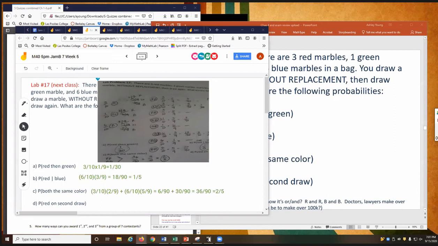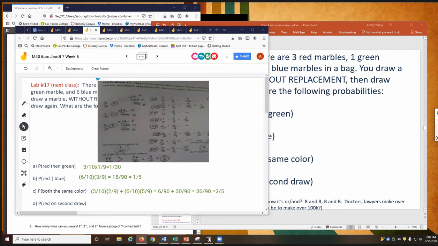This is great. You realize that once you pick a red one, you only have 9 left. 2 are red, so 2 ninths red, 1 ninth green, 6 ninths blue. If you picked a green one, you again have 9 left, 3 red, 0 out of 9 green, and 6 out of 9 are blue. Perfect. If you did not get this down here, then you should fix it, because this is going to be important for the exam. I feel like people were pretty good about this.